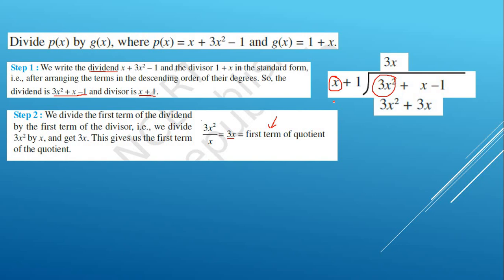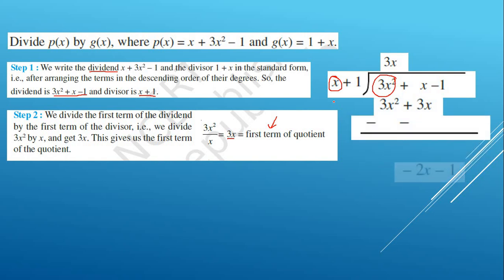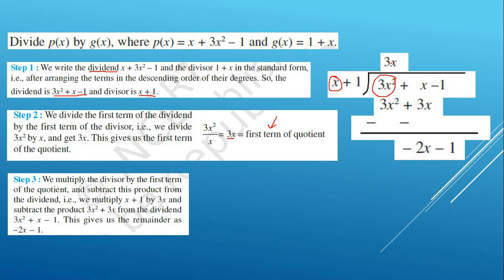Step number 4, we have to multiply the first term of the quotient with the divisor polynomial. So we are multiplying 3x by x + 1. 3x times x gives 3x², and 3x times 1 gives 3x. When you change the sign, 3x² minus 3x² gets cancelled. Then -3x + x, how much will it be? -2x - 1. This is the way we divide.